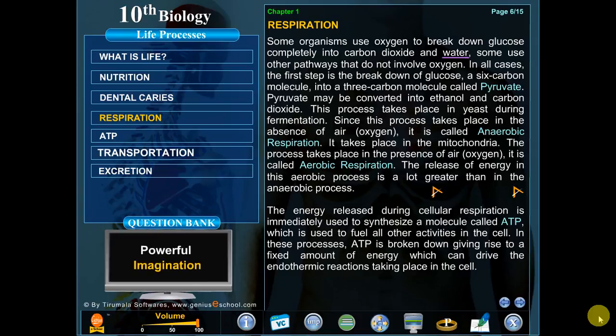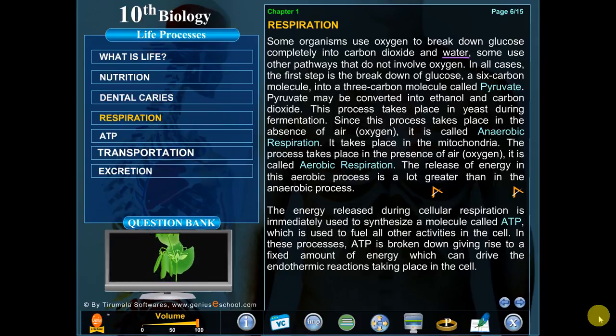It takes place in the mitochondria. The process takes place in the presence of air, that is oxygen. It is called aerobic respiration. The release of energy in this aerobic process is a lot greater than in the anaerobic process.